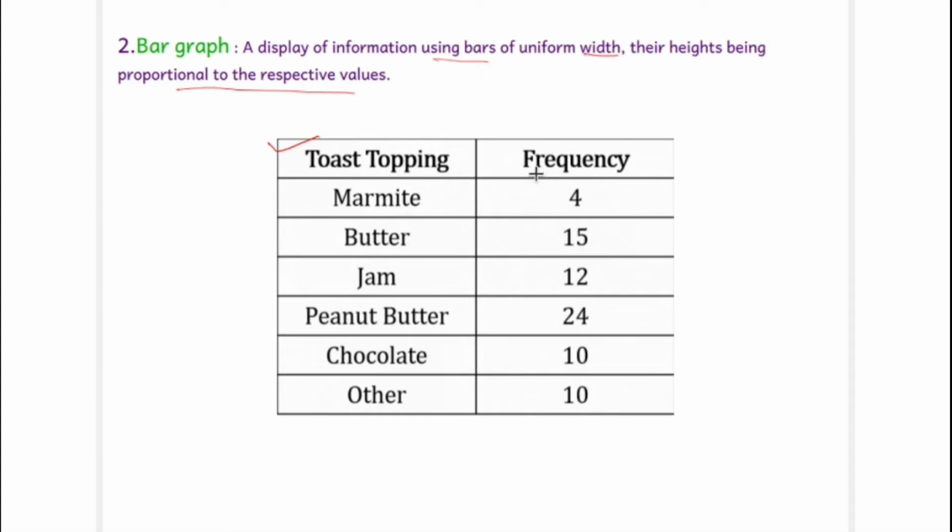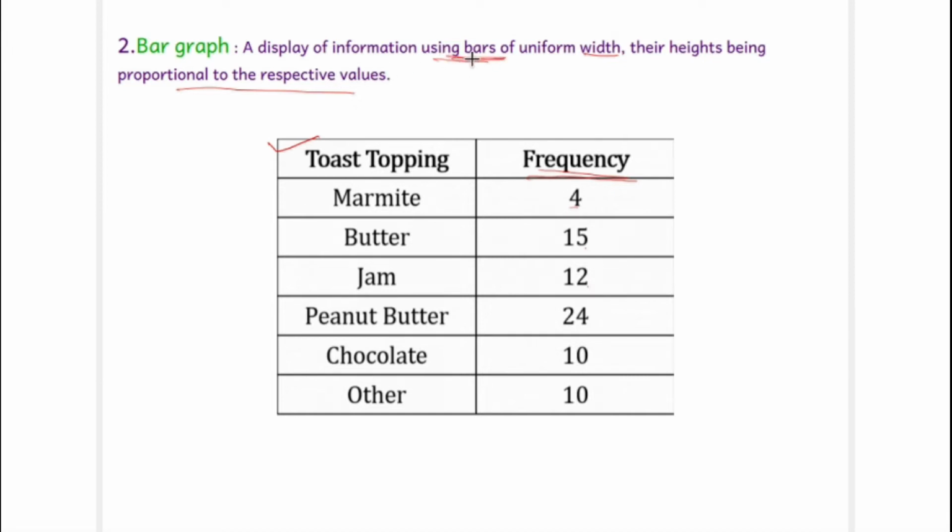How many people like them? This is called frequency. Marmite is liked by 4 people, then butter by 15, jam by 12, and like this. Now, how do we draw a bar graph to display this particular information, which will give a clearer picture of this data? A bar graph is a display of information using bars.